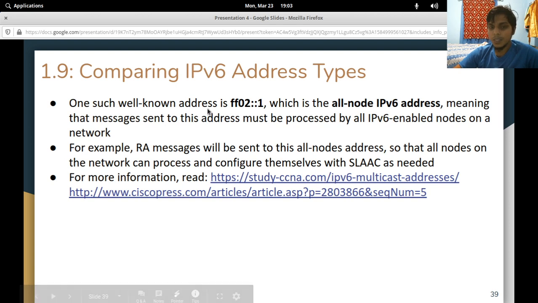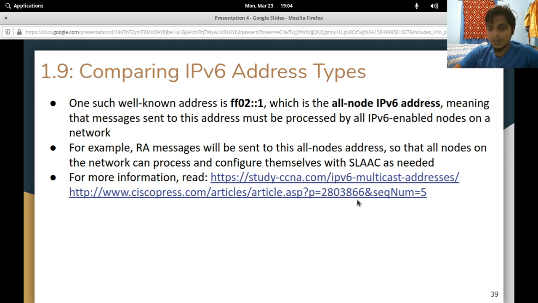One such well-known address is FF02::1, which is the all-nodes IPv6 address, meaning that messages sent to this address must be processed by all IPv6 enabled nodes on a network. This is one example of a special well-known multicast address. All IPv6 enabled nodes will tune into this to listen to special messages. It might be like a government emergency channel, basically. For example, RAs, which are router advertisements, will be sent to this all-nodes address so that all nodes on the network can process them and configure themselves with SLAAC as needed.